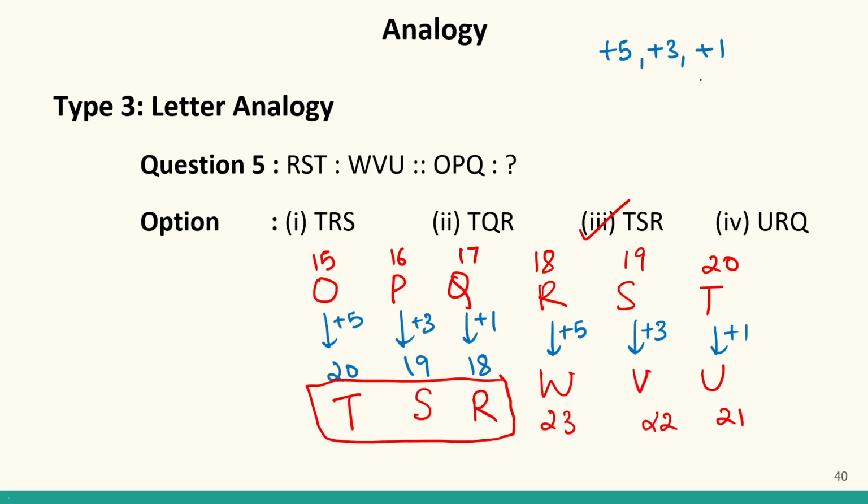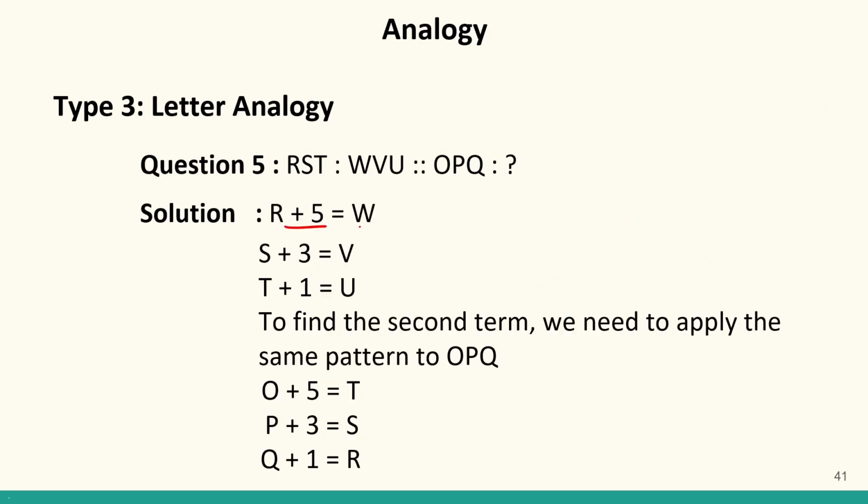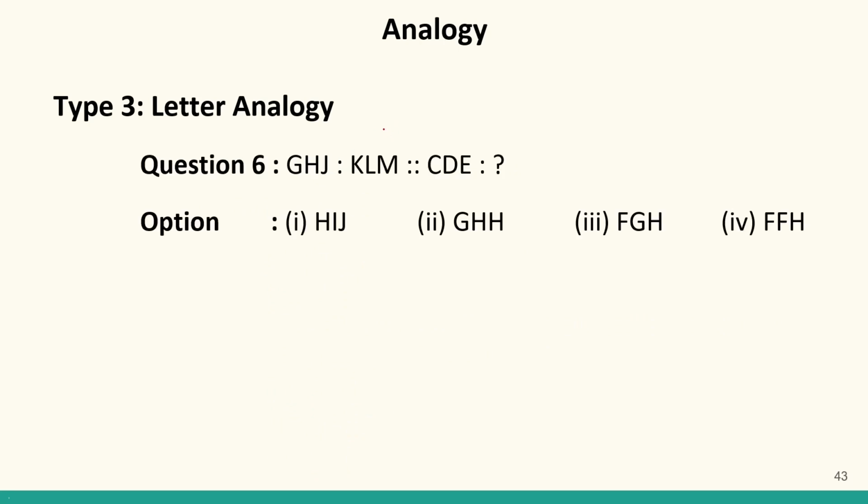What we are doing, we are adding the previous odd numbers from 5 to 3 to 1 in a decreasing order. Okay, so here you can see R plus 5 gave W, S plus 3 gave V, T plus 1 gave U. Similarly, O plus 5 gave T, P plus 3 gave S, and Q plus 1 gave R. So this is how you solve letter analogy. So in letter analogy, we treat each element as a different series, from J to K, from H to L, and from J to M, right? So each element is being treated as a different series.